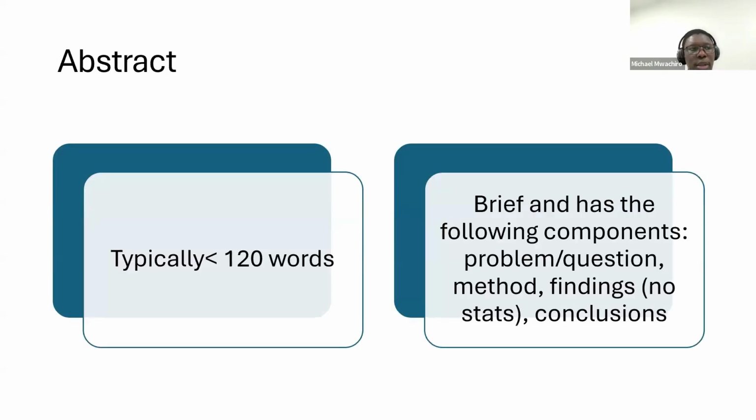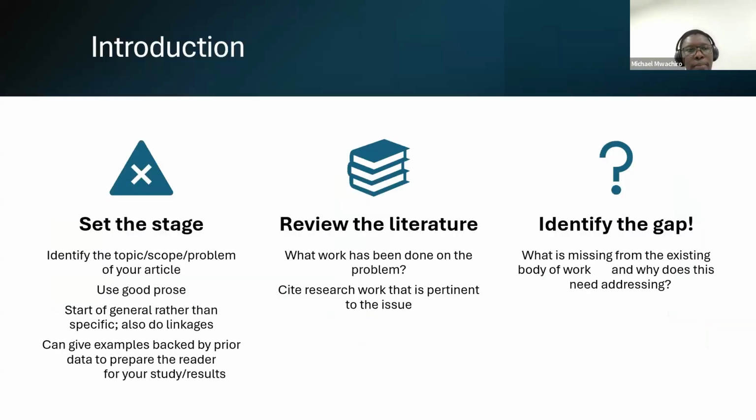The abstract portion typically is around 120 words. Some manuscripts will give you like 300 words, 250 words. But in general, this is a brief summary of your entire project. It has the problem questions, the methodology, the findings. Now I put in brackets, no stats, but in some journals, they would like you to actually summarize your findings. Like you'll say 95% of the participants who are in this study were found to have particular cancer, and there was an association between this and this, and then a conclusion.